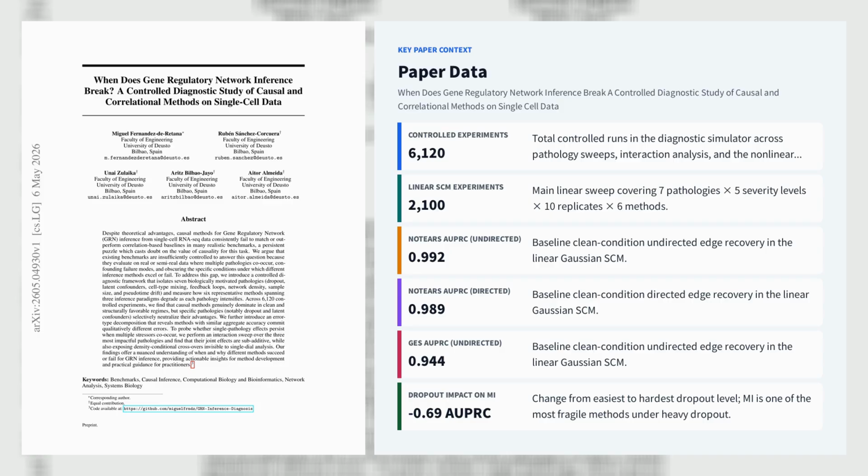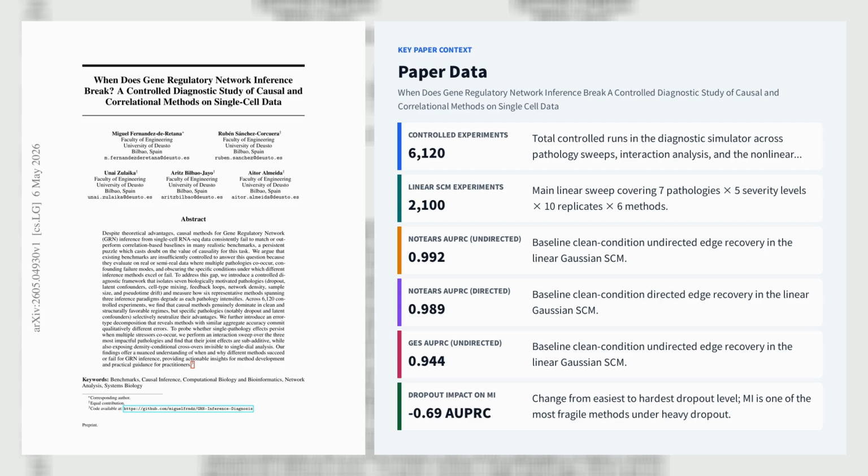Let's explore the third paper. When Does Gene Regulatory Network Inference Break? A controlled diagnostic study of causal and correlational methods on single-cell data. This paper asks why causal gene regulatory network inference often loses to simple correlation on single-cell RNA-seq benchmarks, and answers it with a controlled diagnostic simulator rather than another leaderboard.